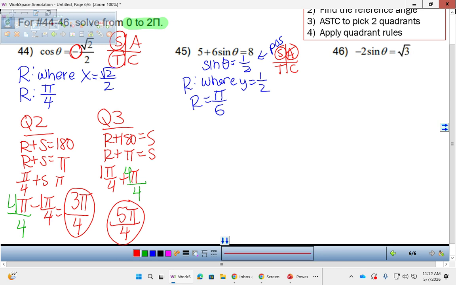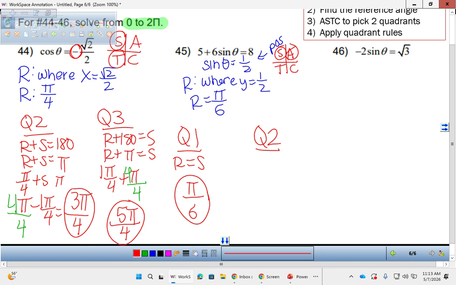And I want to apply this to quadrant 1 and 2. Well, quadrant 1 is easy. The reference and the standard are the same. So if the reference angle is pi over 6, the standard angle is pi over 6. So the first answer is pi over 6.